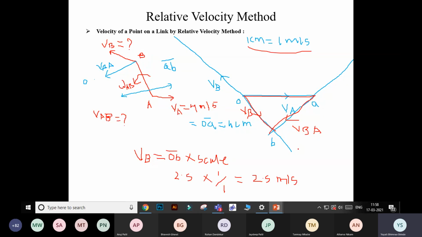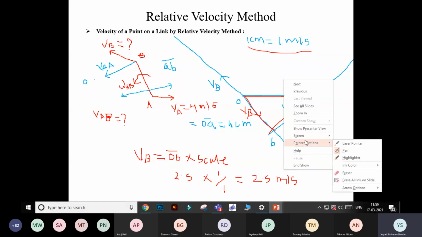Similarly, you have to find out the velocity of B with respect to A, or A with respect to B, equal to vector AB into scale given here 1:1, means 1/1. Only you have to measure the distance into scale. You will get the velocity of B with respect to A or velocity of A with respect to B. And you have to measure the distance OB, you will get the velocity B.